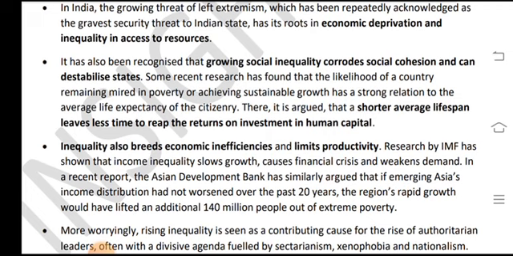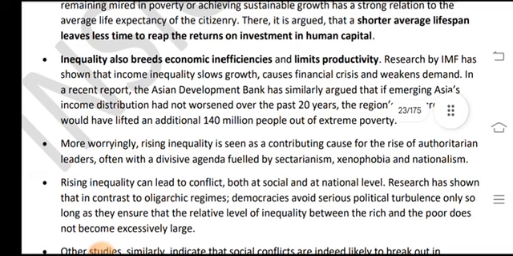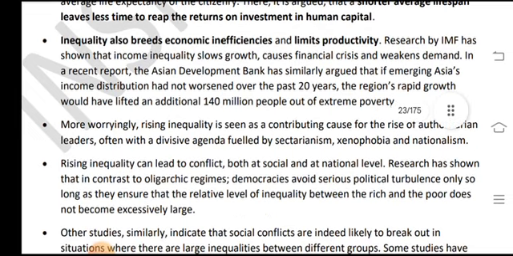Some recent research has found that the likelihood of a country remaining mired in poverty or achieving sustainable growth has a strong relation to the average life expectancy of the citizenry. It is argued that shorter average lifespans leave less time to reap the return on the investment in human capital.